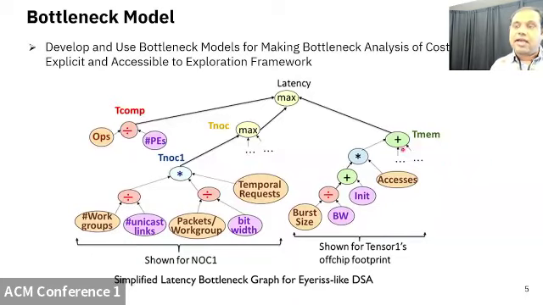So now the idea here is to develop and use the bottleneck model, which is essentially a graph version of the cost model. This bottleneck model is a graph or a tree, where the root of the tree is the end metric, like total latency. And the leaf nodes are my final hardware or software parameters, for example, the number of compute elements, the off-chip bandwidth, the number of links within the interconnects, types of the interconnects, the type of the compute element, and so on and so forth.